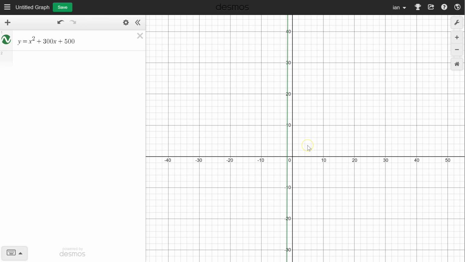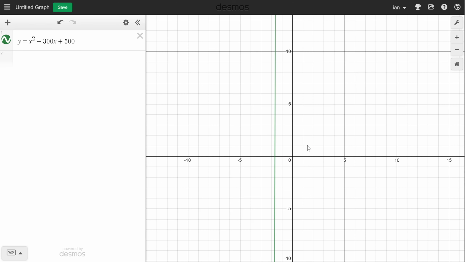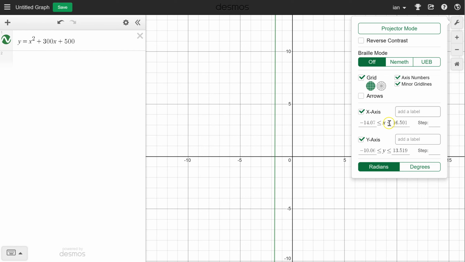So what you need to do is change it to you have an appropriate window, because you notice it's zooming in, it's not working. So if you click on this little graph settings right here, you can then change your X and Y.